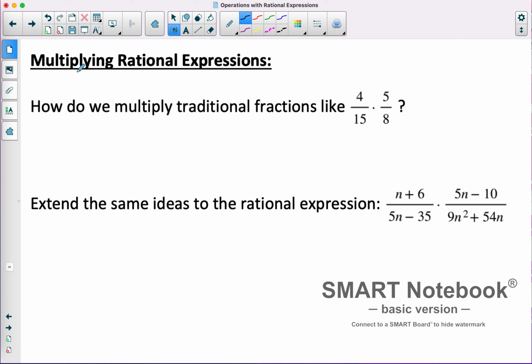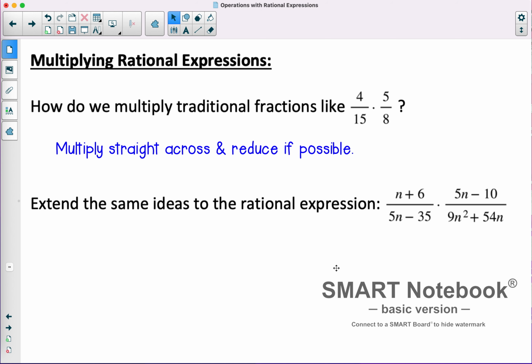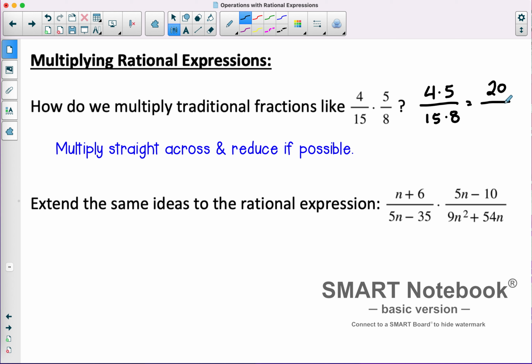Next, we want to multiply rational expressions. So when we're multiplying fractions like we traditionally did, we would multiply straight across. So we're going to multiply straight across and then reduce if possible. In this one, this would multiply to be 4 times 5 over 15 times 8. That'd be 20 over 120. And that does reduce. It reduces to 1 over 6.